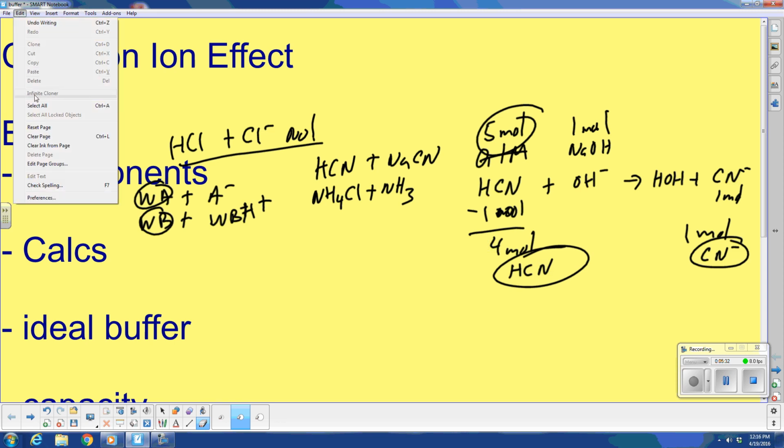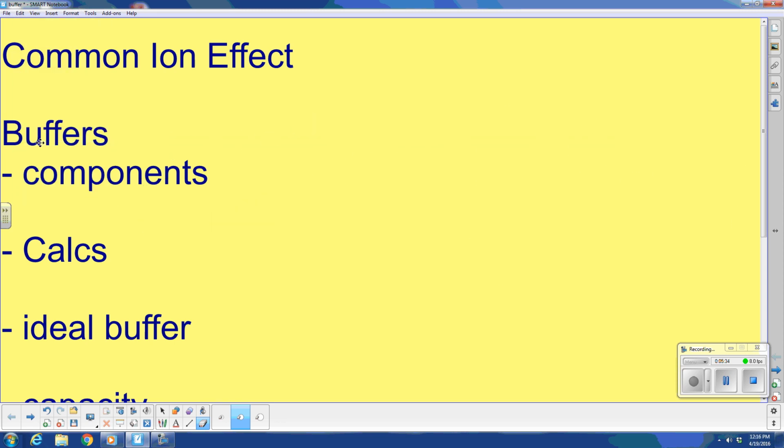Let's go with our calculations. You could use ICE, or I just remember Henderson-Hasselbalch, or roughly an equivalent. Here are my two favorite. Concentration of, and this is for buffers.